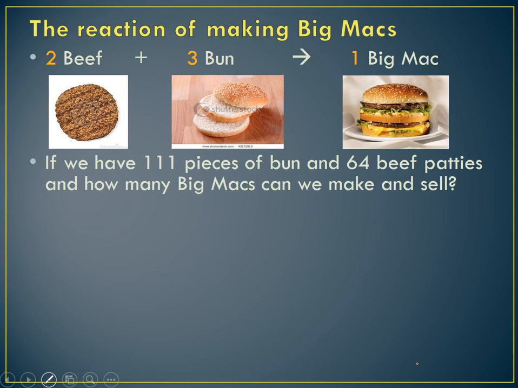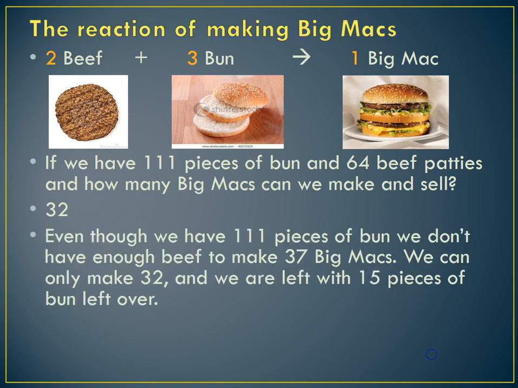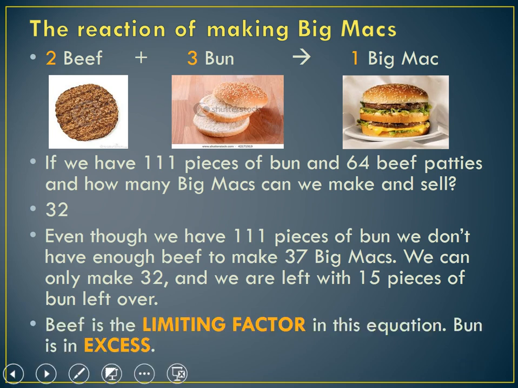Okay, so if we have 111 pieces of bun and 64 beef patties, how many Big Macs are we going to be able to make and sell? Hopefully you came up with 32, because we will divide this by 2, and 3 lots of that is going to be 96, and we have more than enough bread for that. We don't have enough for 37 Big Macs, so we can make 32, and we'll be left with 15 pieces of bun left over. So in this case, our beef is the limiting factor. It's the one that runs out first, and our bun is in excess.